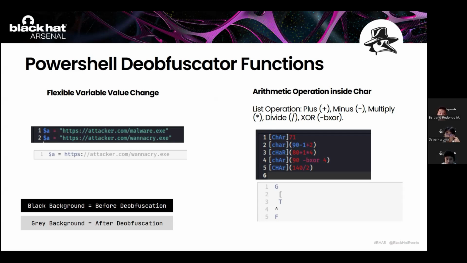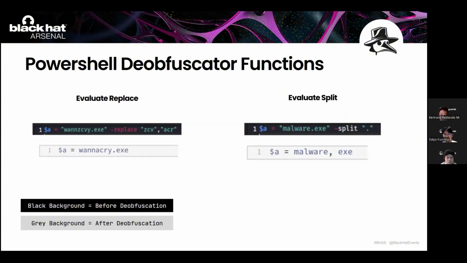Next. The next function is to evaluate replace, where in this case we want to replace the ZCP string with the newest string named SCR. So we want to replace the old string with the new string value. The application will process this function and change the old string value to whatever the user wants. In this case, we can see the result in the picture below, which is WannaCry.exe.